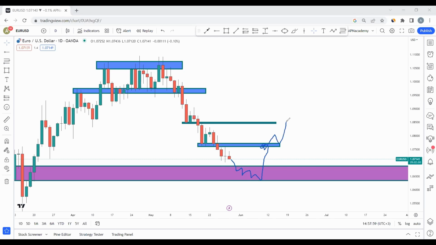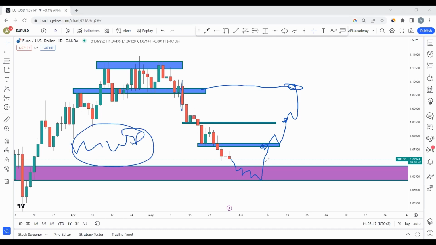Once we break here, this is your next target. Remember, this area here was not tested when the market gave us a breakout here. It wasn't tested. So meaning that monthly, weekly, and daily are communicating the same thing, that once we have a change of trend, we shall be buying.